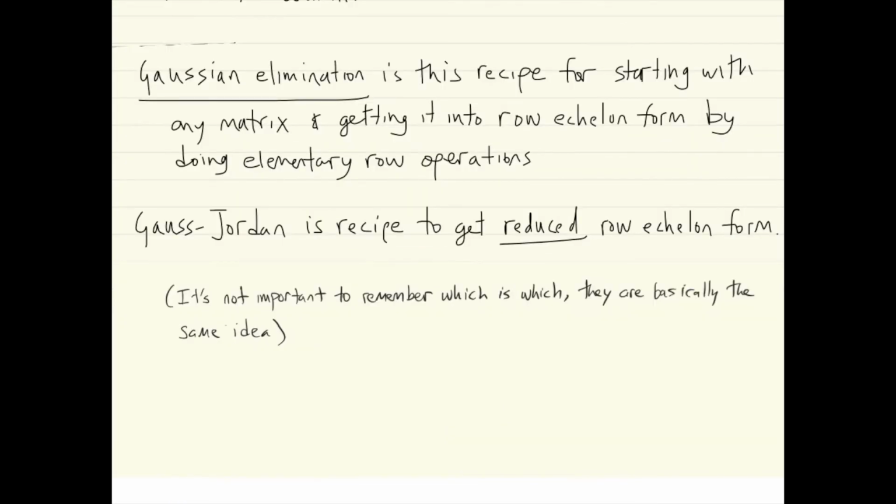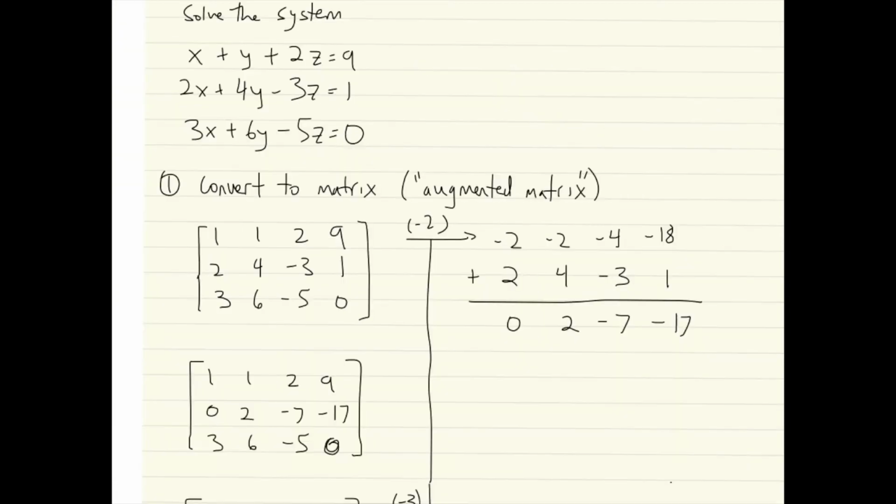So Gaussian elimination is simply a recipe for starting with any matrix and getting into row echelon form by doing the elementary row operations. That's what we were doing in the previous videos where we talked about solving a system of linear equations by doing these elementary row operations. There were 3 of them again. And then Gauss-Jordan is a variant where you get to reduced row echelon form. It's not important to remember which is which. They're basically the same idea of repeatedly doing the elementary row operations to get to reduced row echelon form or row echelon form. Let's do an example.